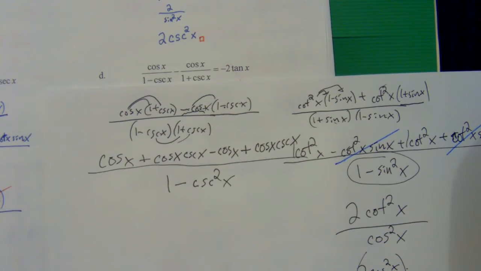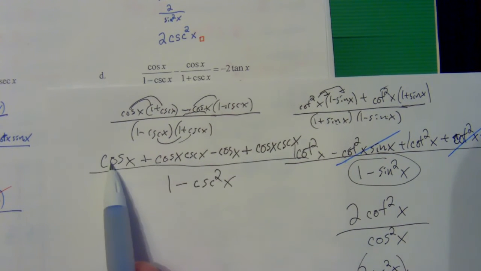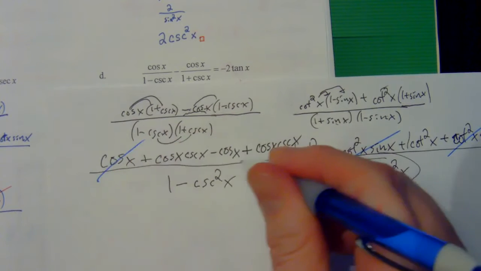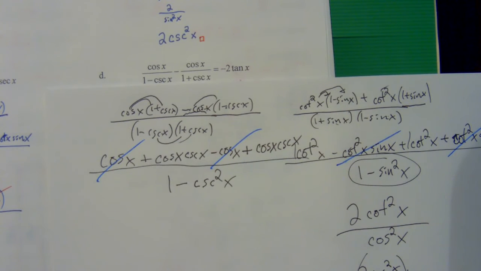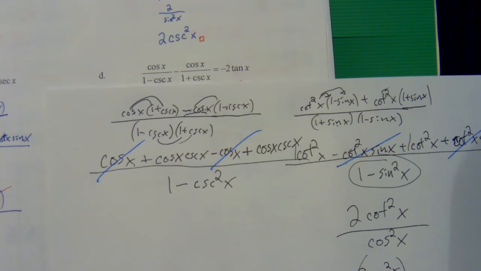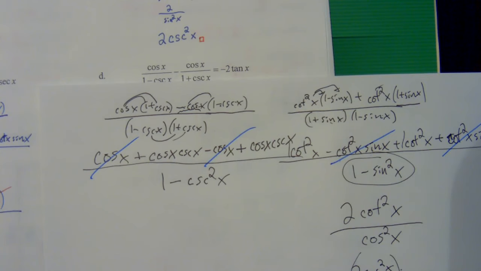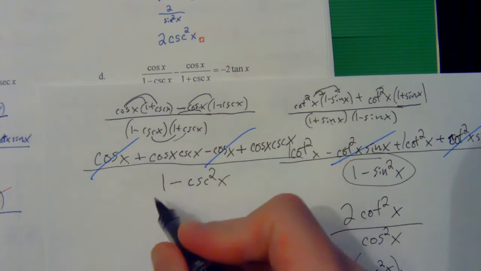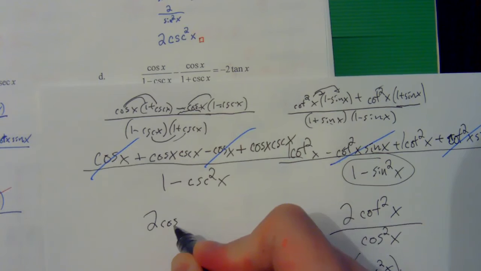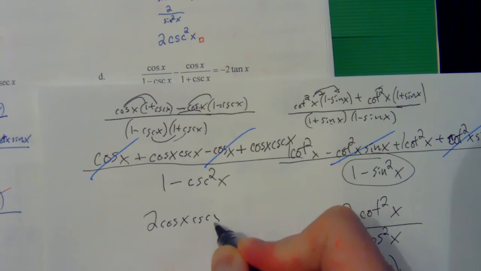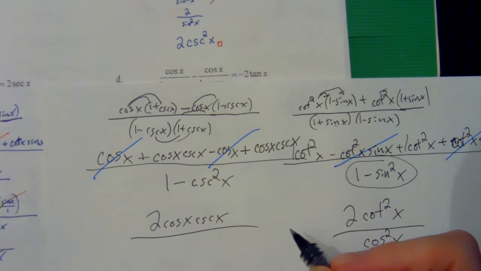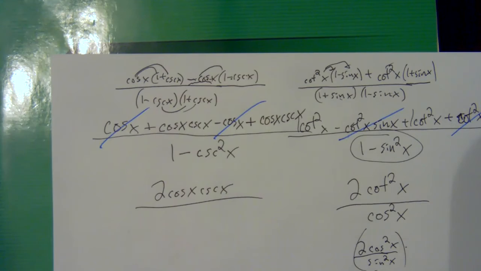Now this one, here I have a positive cosine and a negative cosine. So the normal things cancel out. The weirder things do not cancel out. So when the weirder things don't cancel out, I'm still going to combine like terms. So you have one of them there, one of them there. So you still have 2 times this cosine cosecant. And then on the bottom part, we got this 1 minus cosecant squared.